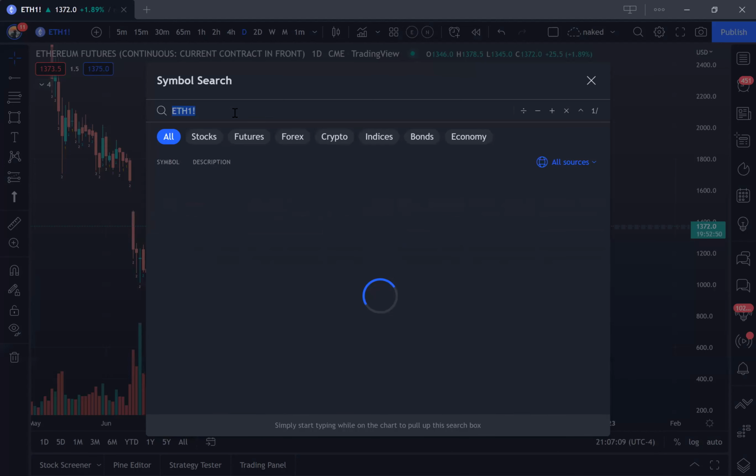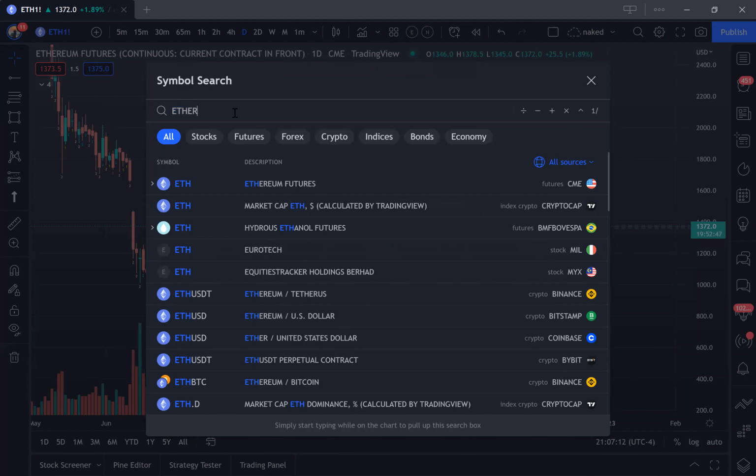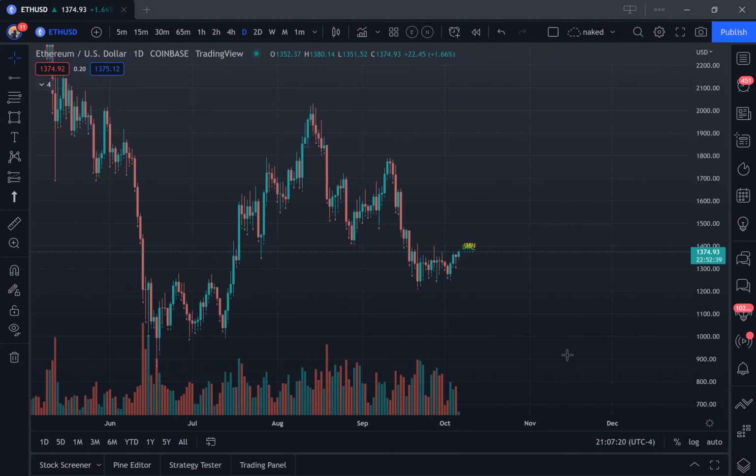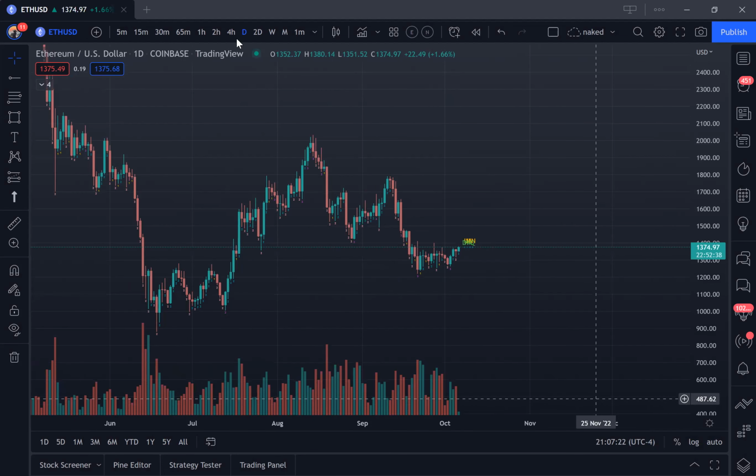Oh, whoops! I'm on the Ethereum futures. Okay. I guess that's what you used to. No, I just typed it up and picked the first thing. Okay, got it. And we can print the chart now. So this is the daily.